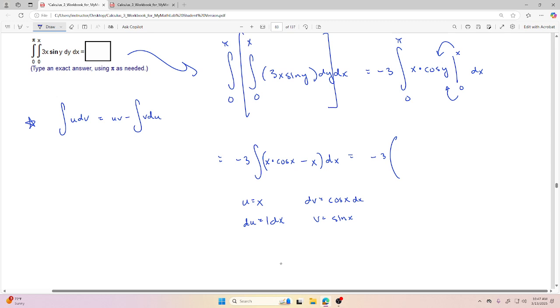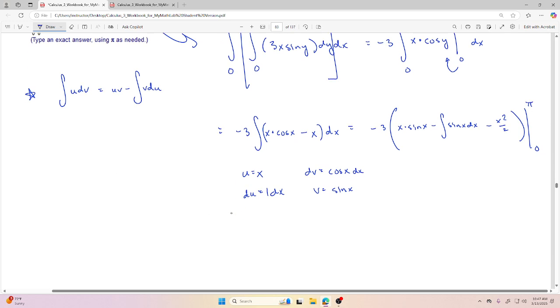So following the formula, I got x times sine x minus the integral of sine x dx. And then I still have this guy. What's the integral of x? Yep, you got it. I'm going from 0 to pi. Is it getting hot in here? Or is it just me getting nervous about integration by parts?